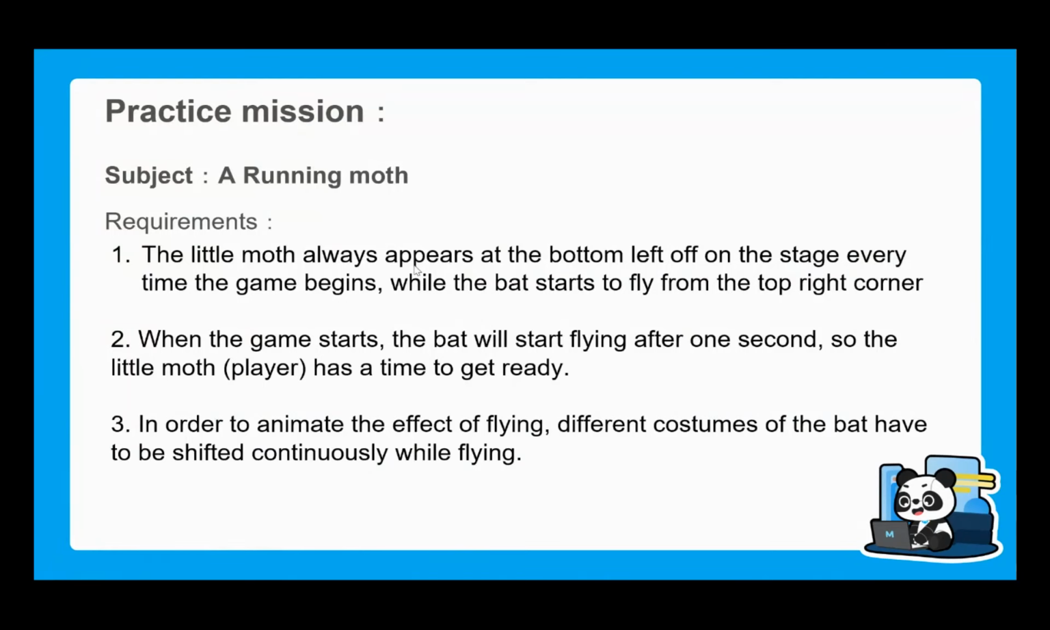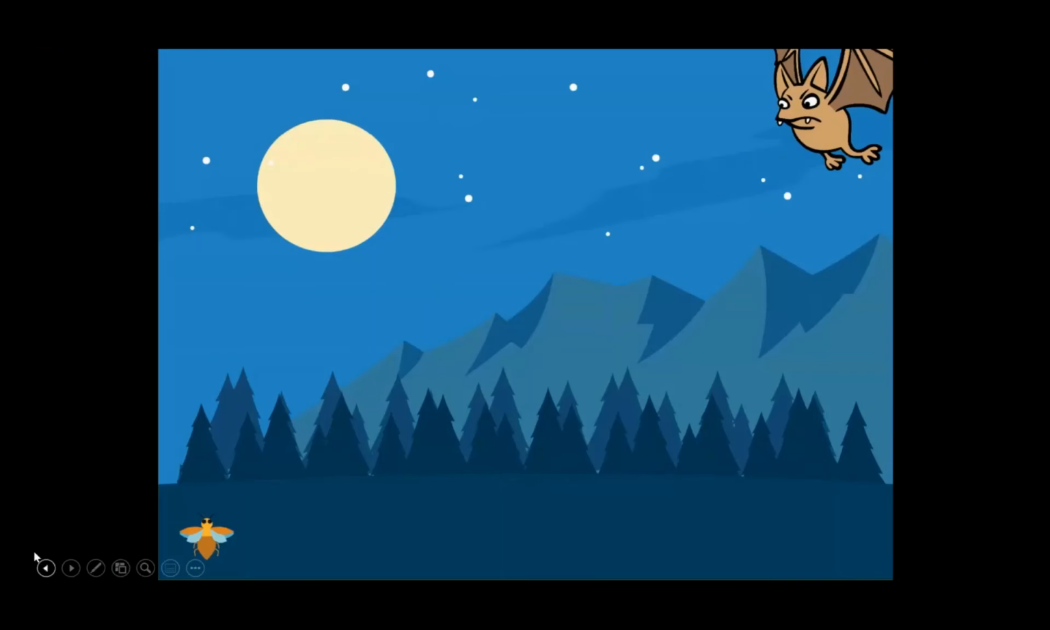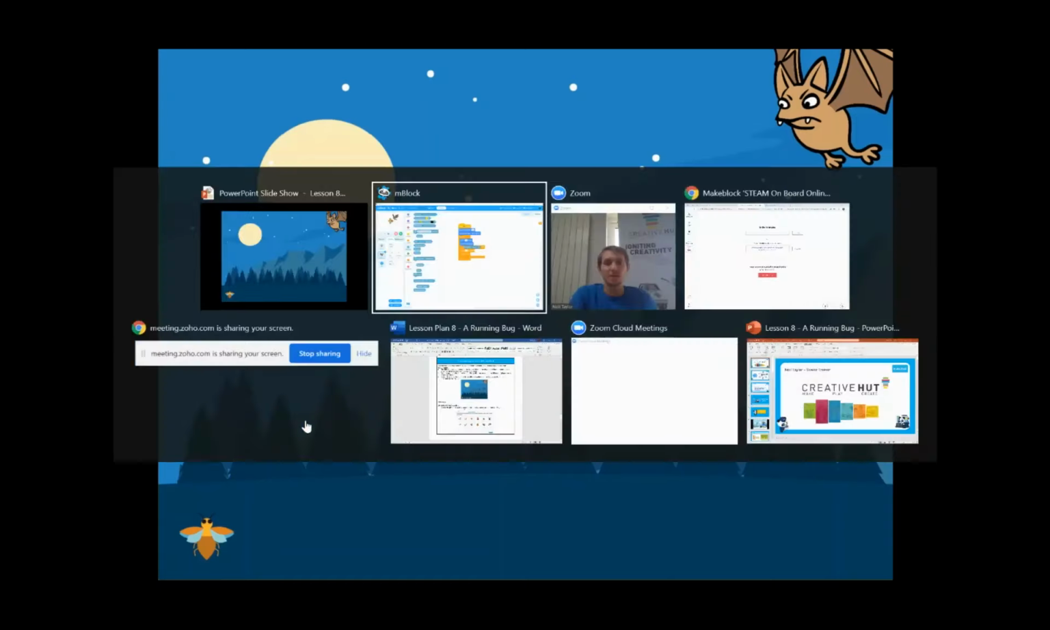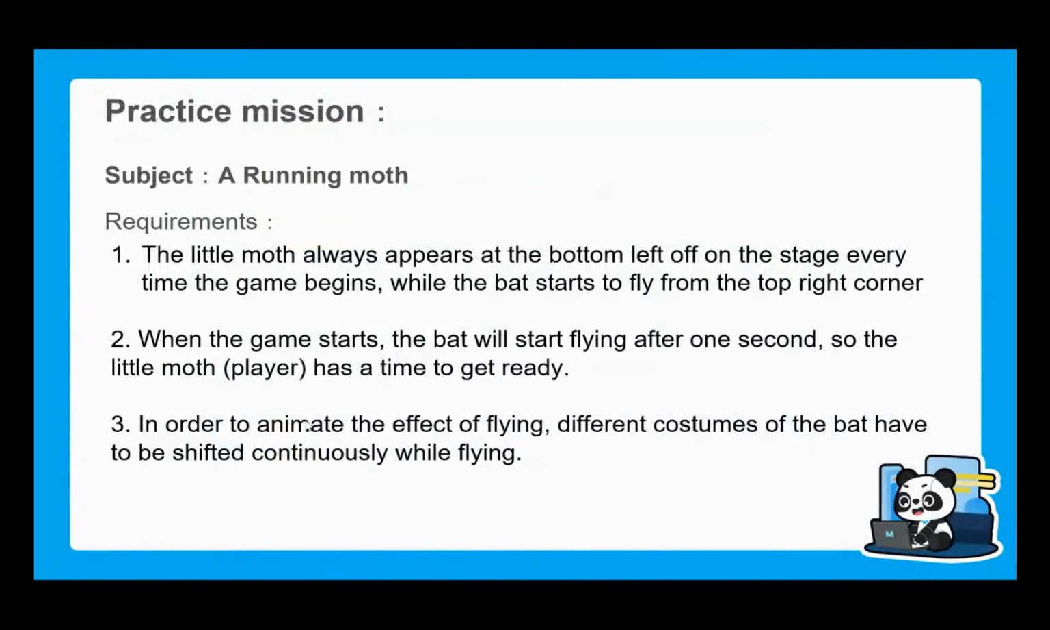Okay, so that if you just look back at this, we always want the moth to start here. So hopefully you're already thinking about how we do that, or the kids will be thinking how we do that. That'll be making use of that X and Y coordinates block that we looked at in the last lesson. So they can start to think about how they would need to use that. When the game starts, the bat will start flying after 1 second, so the little moth has time to get ready. So that's simply using those delay blocks or the wait for blocks that you find in the control section.